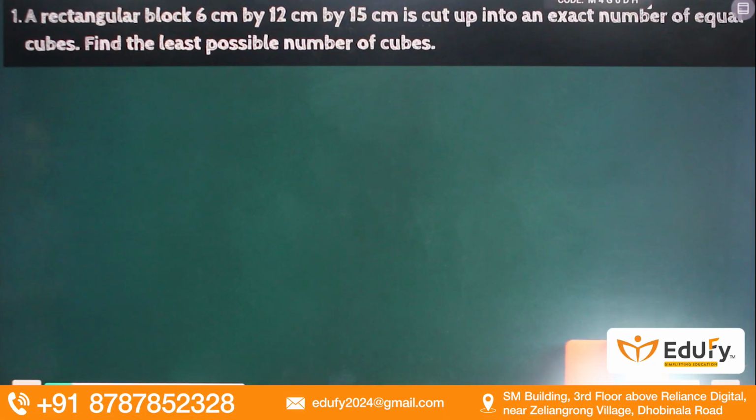We have a first question here. A rectangular block 6 cm by 12 cm by 15 cm is cut up into an exact number of equal cubes. Find the least possible number of cubes.